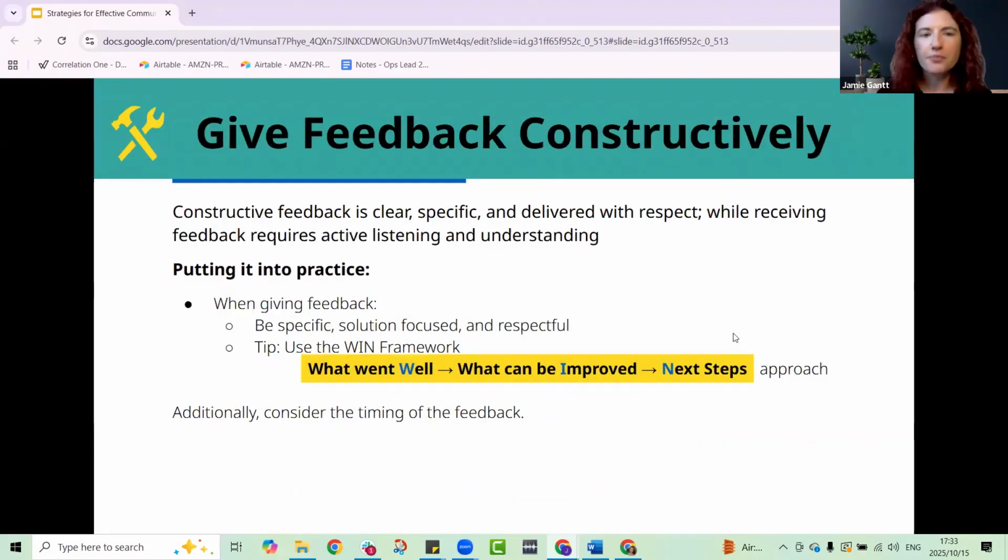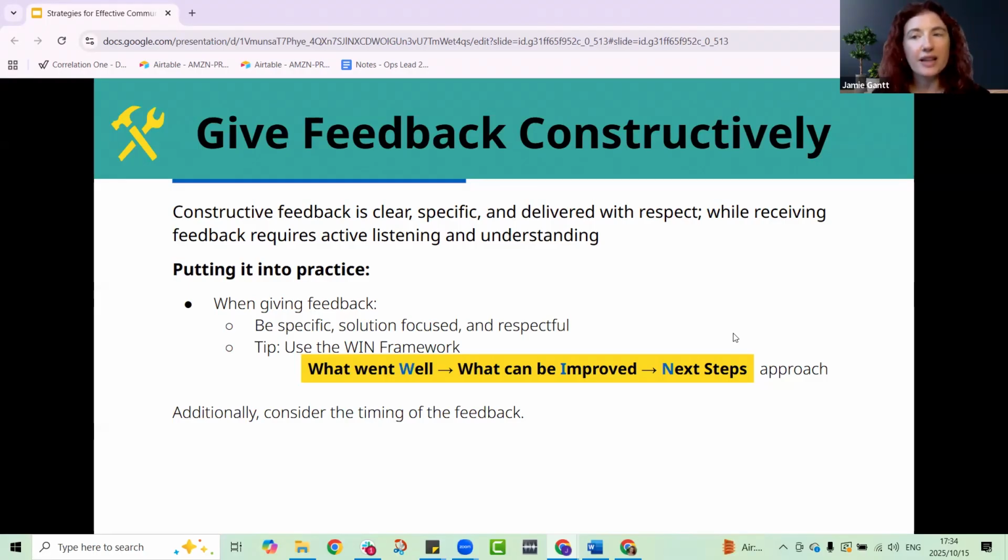We move forward. All right, so we've got the WIN framework for giving feedback. So if you're the one actually delivering the feedback, you want to think about what went well, what can be improved, and what are the next steps. So the biggest thing when giving any kind of feedback really is making sure that you are specific and you are solution focused and you are being respectful.